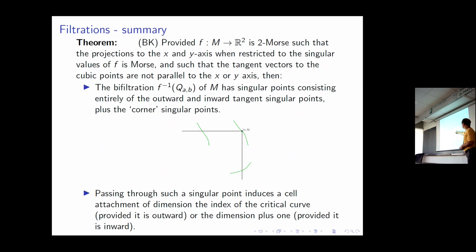these corner singular points where you pass through, I don't know what to call these, they're not exactly tangencies, but they're functionally equivalent to a tangent singular point in terms of how the homotopy type changes. And so passing through such singular points induces a cell attachment of the dimension, the index of the critical curve, provided it's outward, and the dimension plus 1, provided it's one of these inward ones. And so that's sort of the generic story. And then there's a lot to digest there.